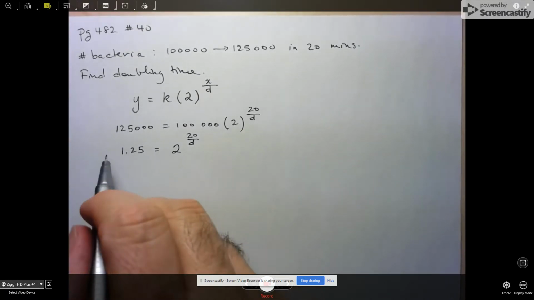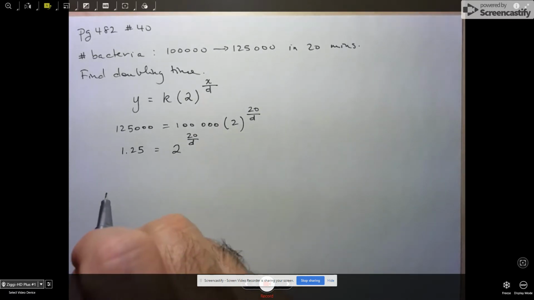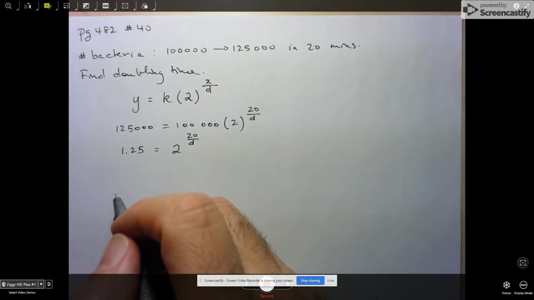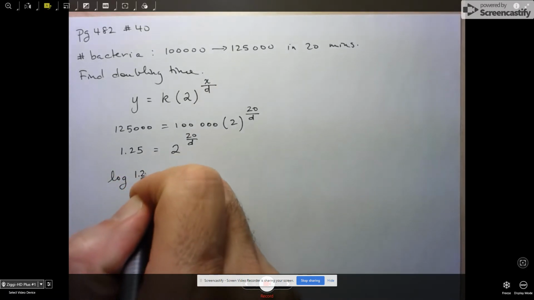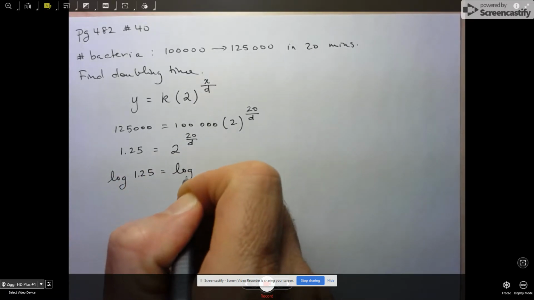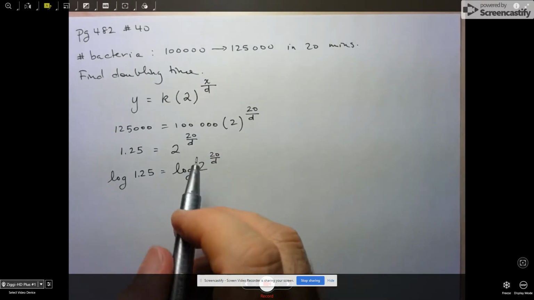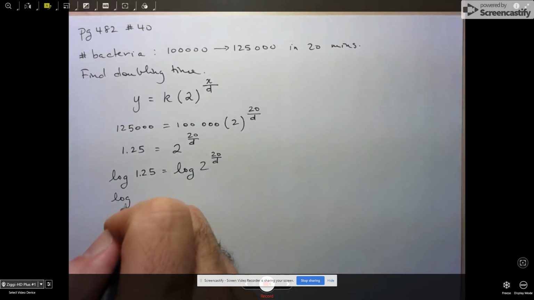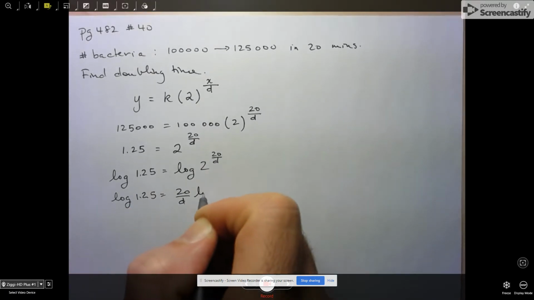I could take log base 2 of both sides, which is just the inverse function of what I have on the right. But because my calculator can't deal with log base 2, I'm going to have to change the base. So since I'm going to have to change the base anyway, I'm just going to work with log base 10 right off the bat. And let's remind ourselves why we can work with the logarithm of any base. It has to do with our good old friend, the ski slope rule, because on the right-hand side I can apply the rule to bring that exponent down in front of the logarithm. So I have log of 1.25 equals 20 over d times log of 2.